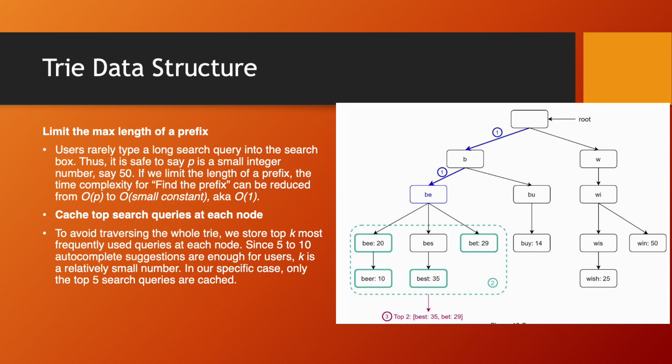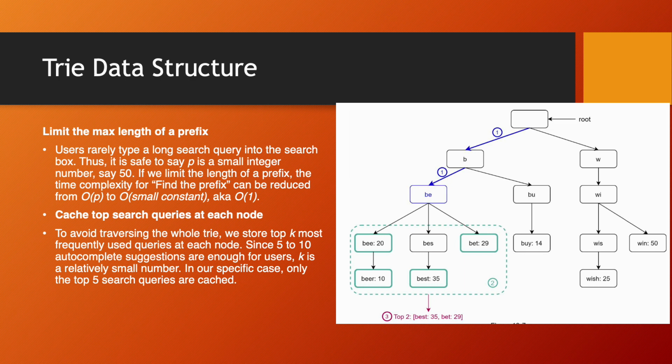So, limiting the max length of a prefix. Users rarely type a long search query into the search box. So it is safe to say P is a small integer, say 50. If we limit the length of a prefix, the time complexity for finding the prefix can be reduced from order of P to some constant.